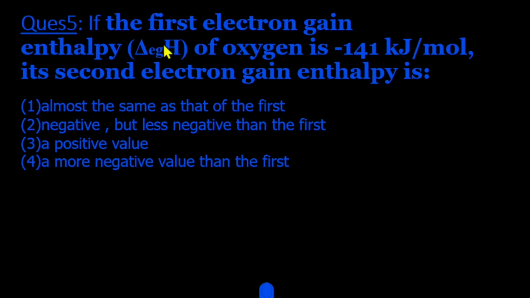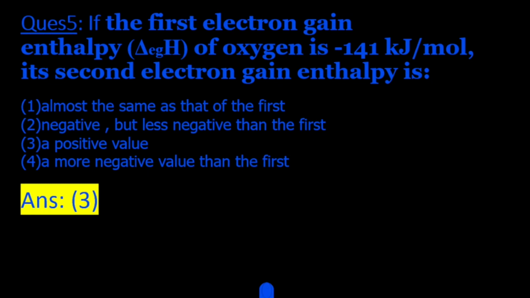The first electron gain enthalpy of oxygen is minus 141 kilojoule per mole. Its second electron gain enthalpy is. So again, simple question. You have to think a little and you can answer it in the comment box. Pause the video, answer this question in the comment box, then play the video. Take it very seriously. Now I will show the answer. It is third, a positive value.